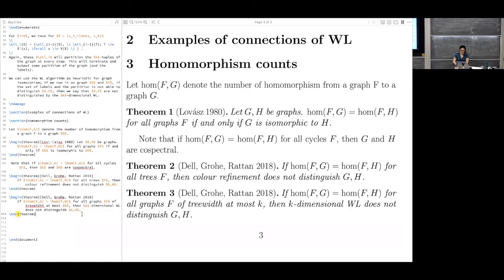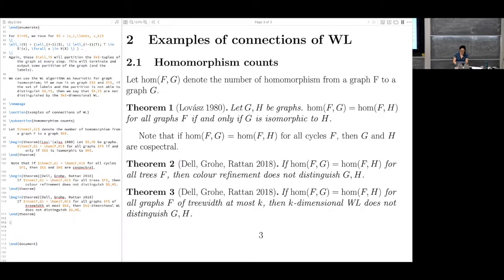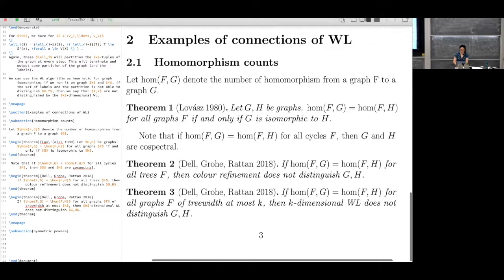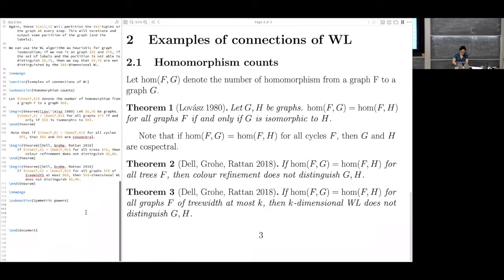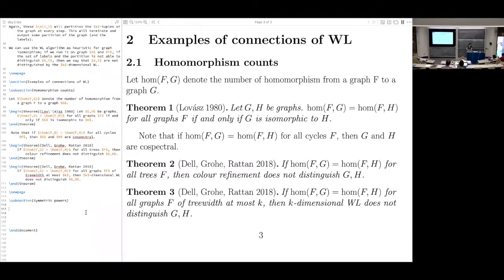Okay, so homomorphism counts. I didn't want section, I wanted subsection. So another example is now we will finally see the symmetric powers, which we will come back to later today with the matrix algebras. Okay, so recall that I said that symmetric powers were a thing.